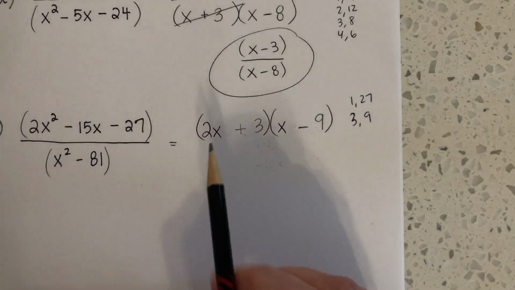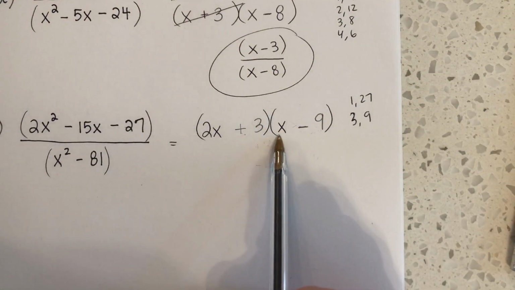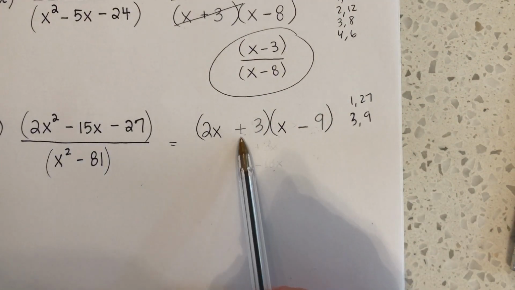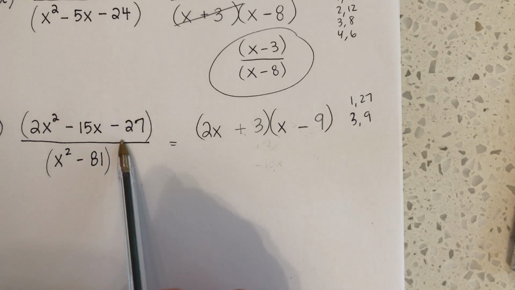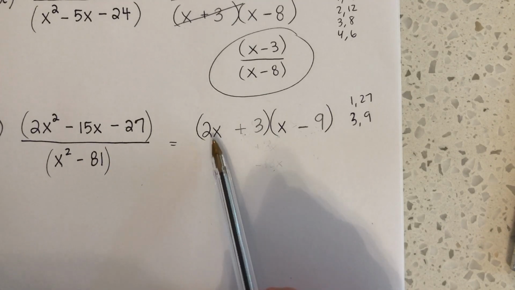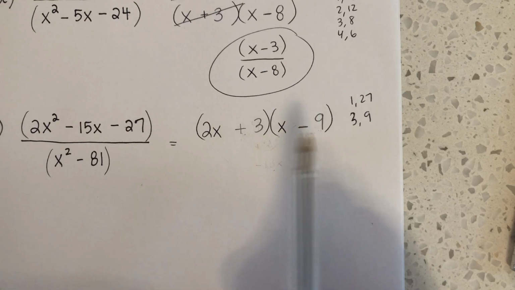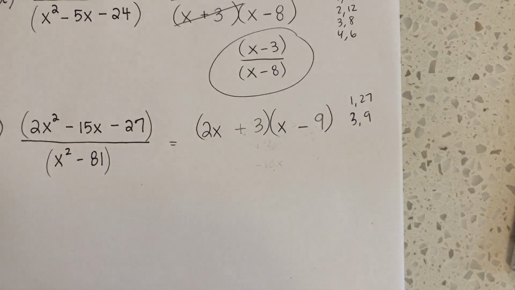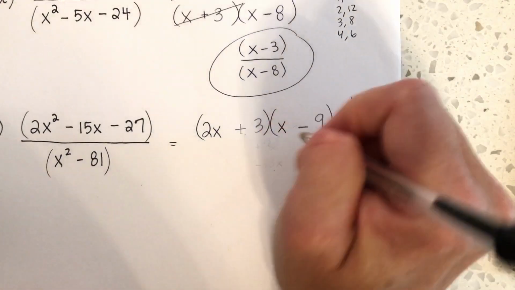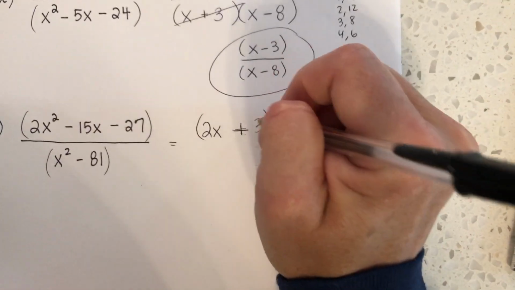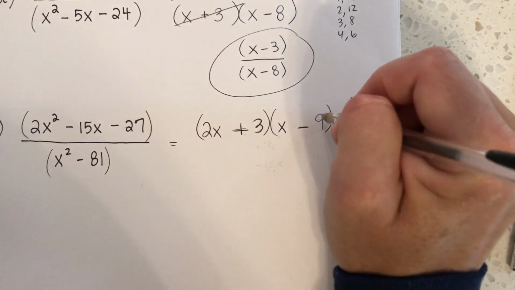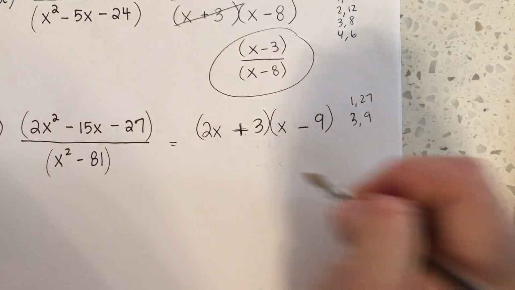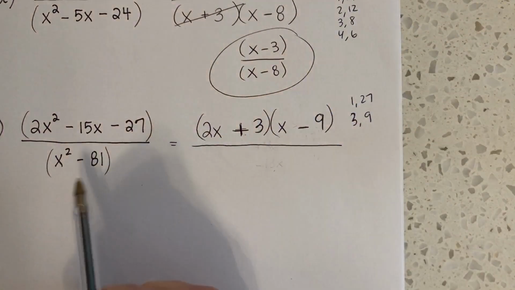2x times x is 2x squared. Positive 3 times negative 9 is negative 27. 3x's and negative 18x's get me my negative 15x's that I need. All right? Perfect. So that factored right, so I can lock that in. Plus 3 minus 9. Okay. All right, over. Now we have to factor the bottom.